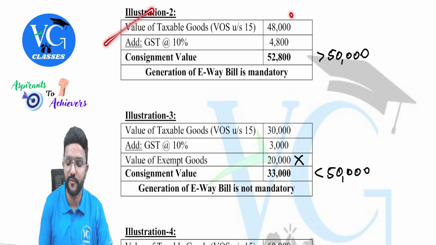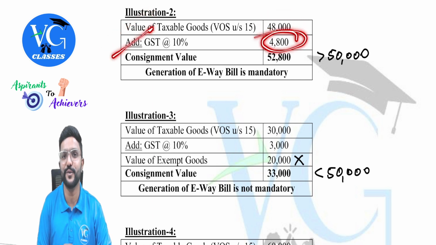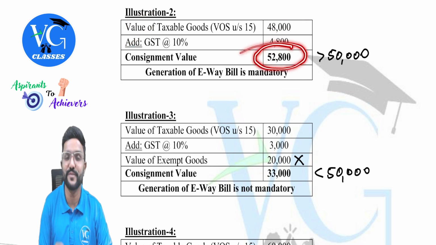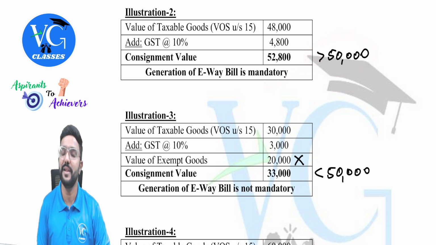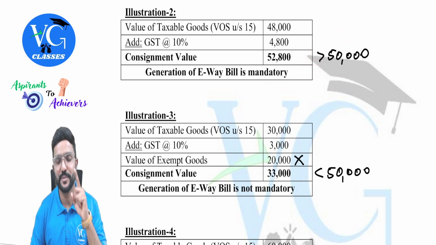Coming to illustration 2. Value of taxable goods is 48,000. Very important. Observe, GST at 10% of it is 4,800. So the consignment value is 52,800, more than 50,000. So should we generate an e-way bill? Yes, mandatory. Especially this kind of illustration or question they can ask, guys.